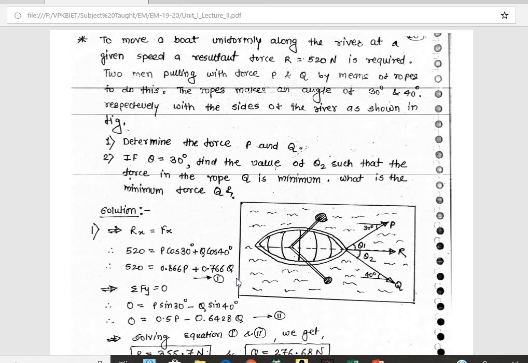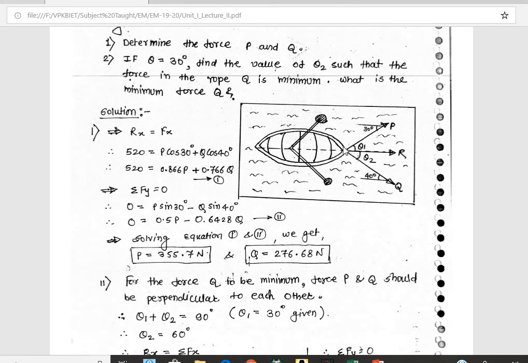Okay, now the next problem. To move a boat uniformly along a river at a given speed, a resultant force R equal to 520 newton is required. Two men pull with forces P and Q by means of ropes. To do this, the ropes make angles of 30 degree and 40 degree respectively with the sides of the river, as shown in the figure. Determine the forces P and Q. If theta is equal to 30, find the value of theta 2 such that the force in rope Q is minimum. What is the minimum force Q? See, this is the figure given: theta 1, theta 2, P and Q, force R is horizontal.